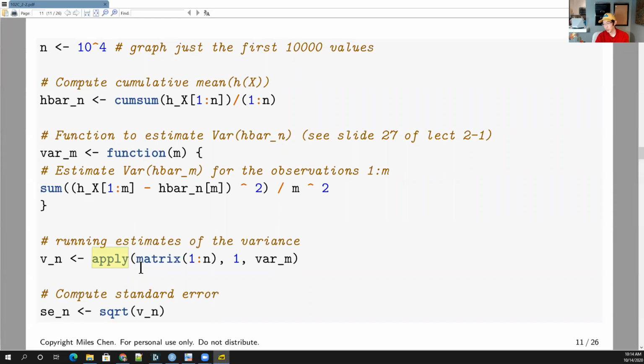I'm going to run an apply function, and so I create a matrix of 1 through n, 1 through 10,000, and then going down the column, we're going to apply this variance function, and it's going to go through all of these values and get a running variance. So in the beginning, when there are very few observations, your estimate of the variance is going to be big, but as the number of observations increases, this value of the variance is going to get smaller and smaller and smaller. Okay, does that make sense? The function, why I bothered writing all of this stuff here, and then the standard error of our estimate, the standard error of your sample mean, is going to be the square root of this variance.